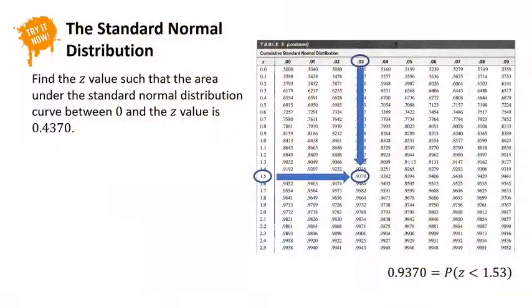Welcome back. We're seeing a very similar kind of problem with a similar answer. In order for us to encompass this much of the curve, of the right-hand side of the curve greater than the mean, we have to go out about 1.5 standard deviations to the right of the mean.